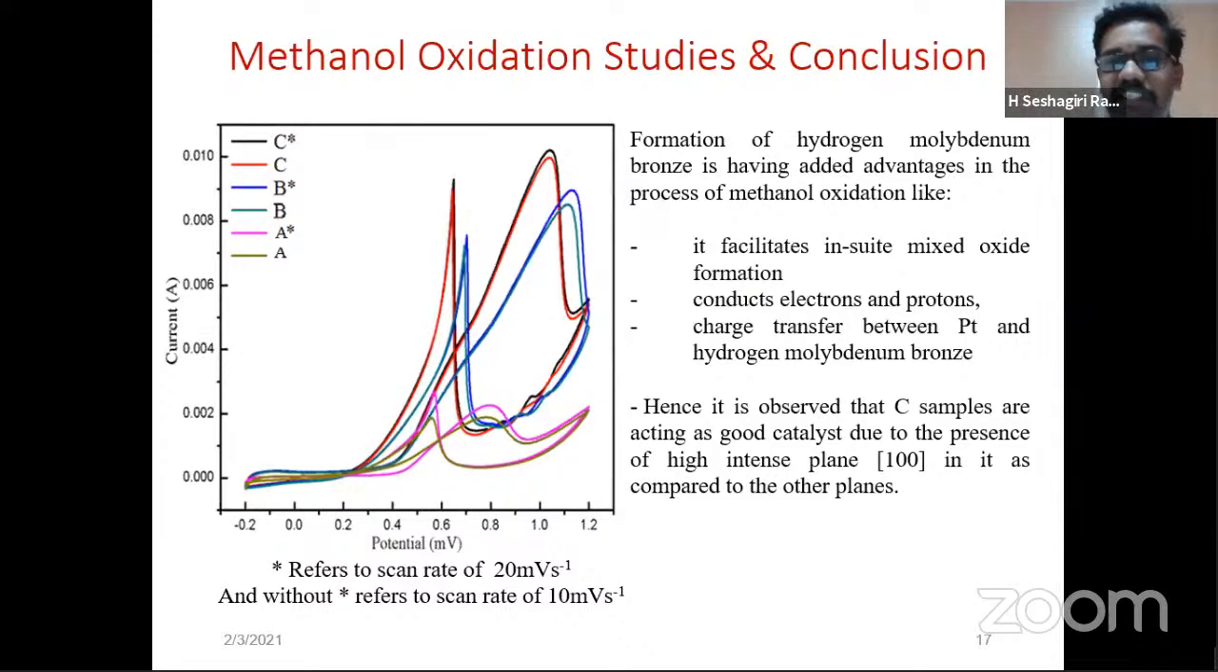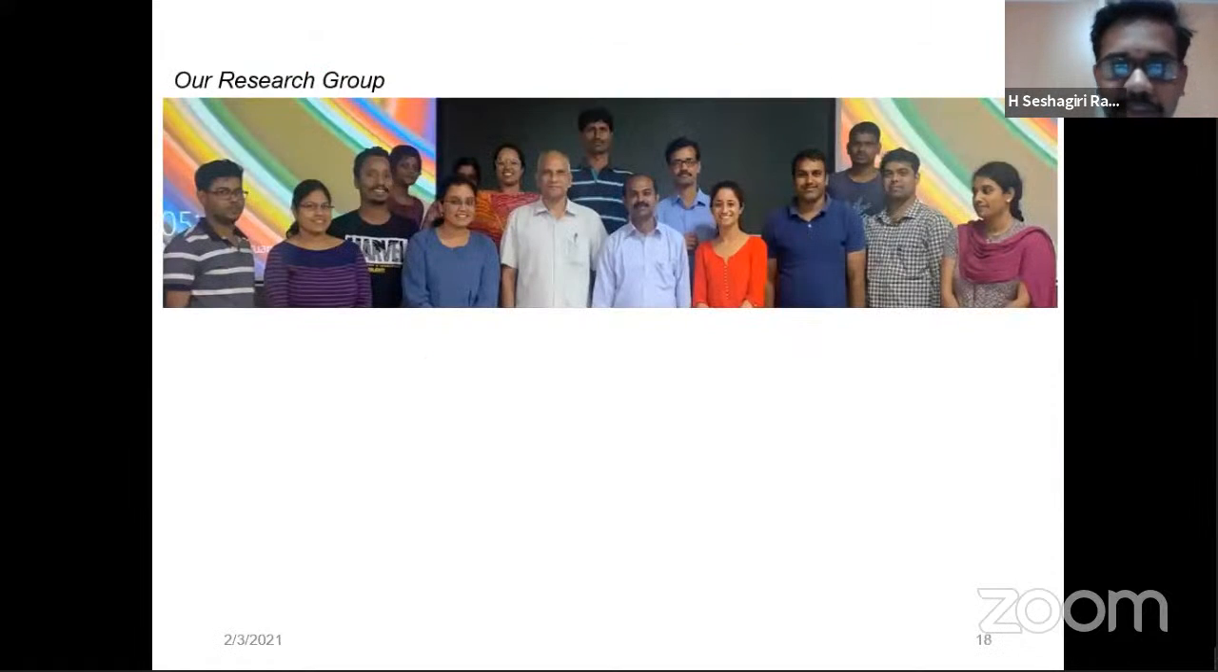Hence, it is observed that sample C is acting as a good catalyst due to the presence of the high intensity planes, that is the 100 plane, when compared to the other planes. This is the conclusion, and this is our research group. And I'm very thankful to the organizers as well as our research group for supporting me for this seminar.